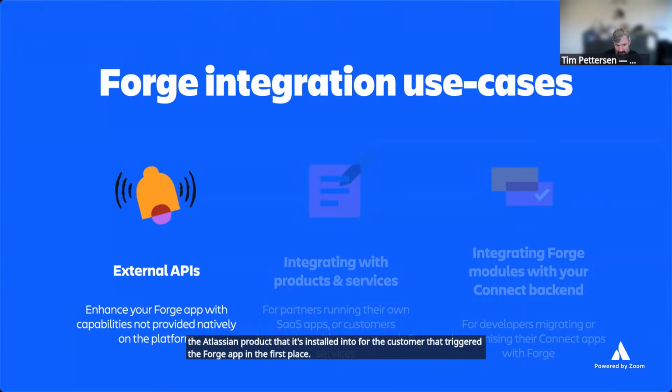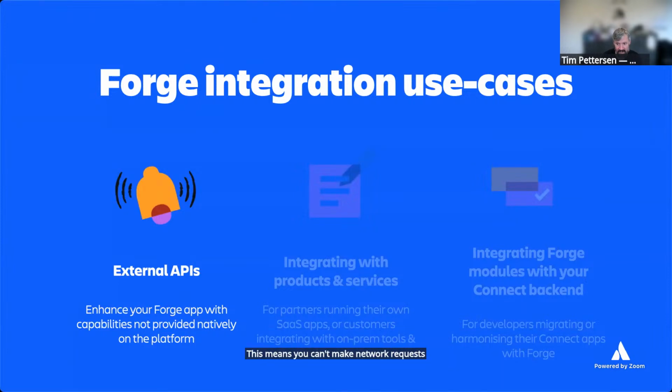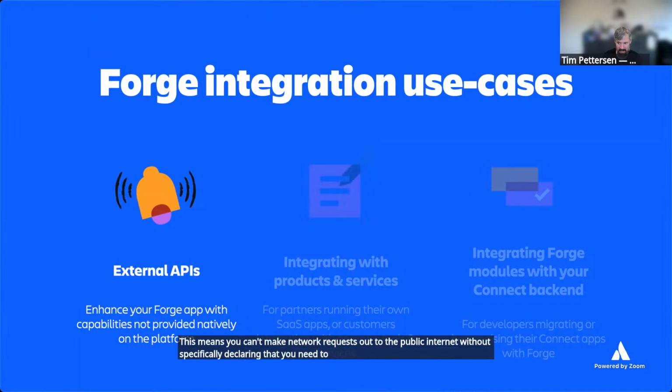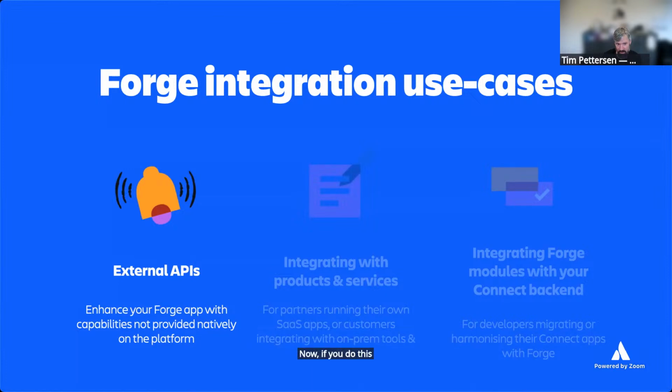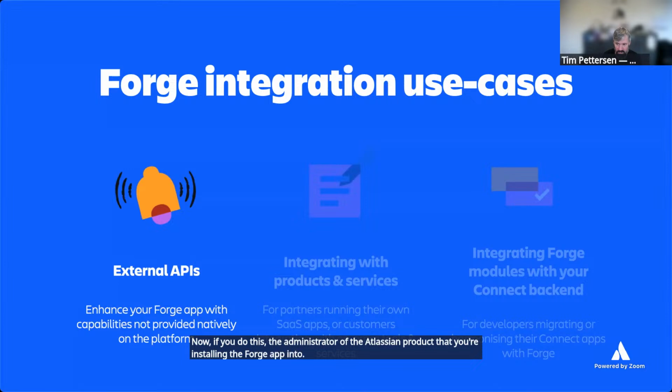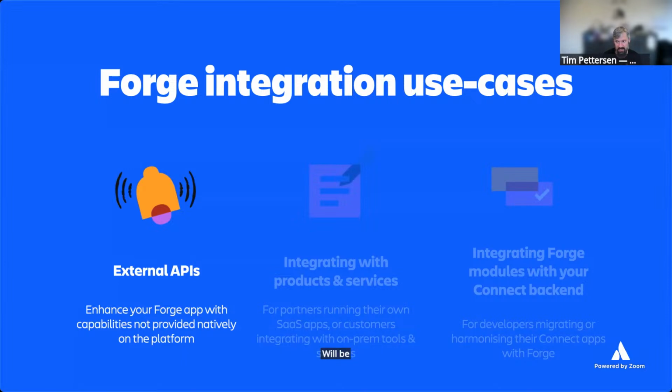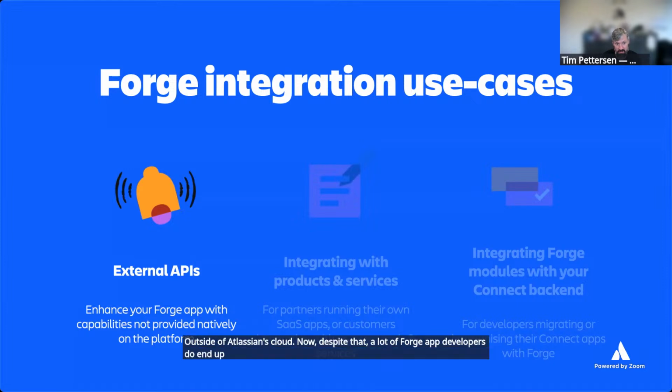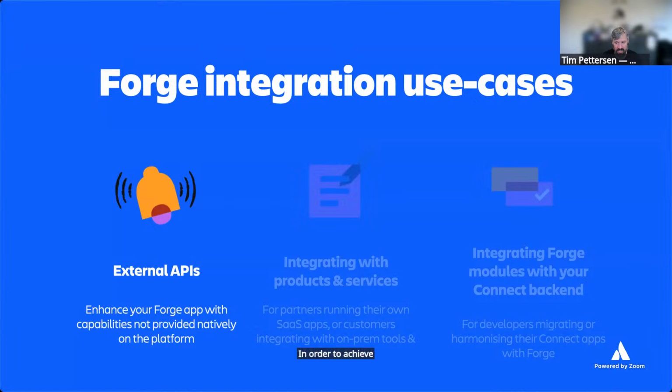This means you can't make network requests out to the public internet without specifically declaring that you need to inside of your app's manifest. Now, if you do this, the administrator of the Atlassian product that you're installing the Forge app into will be notified when they install your app that it needs to share data outside of Atlassian's cloud. Now, despite that, a lot of Forge app developers do end up needing to integrate external services into their app in order to achieve their intended use case.